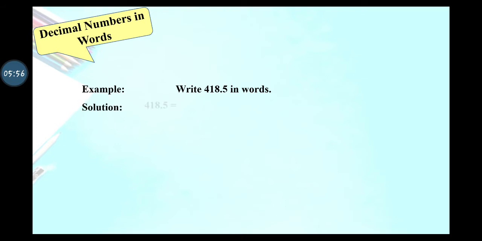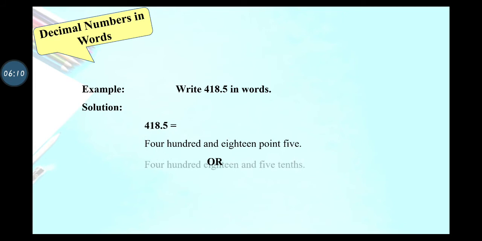418.5 will be written in two ways: 418.5 or 418 and 5 tenths, because 5 is at the tenths position, and we can read the decimal point as "and".